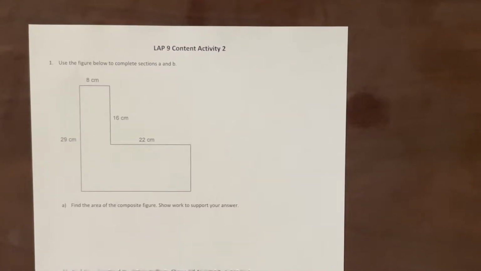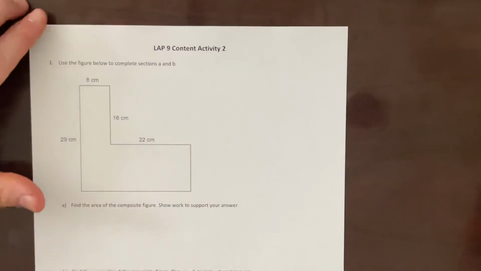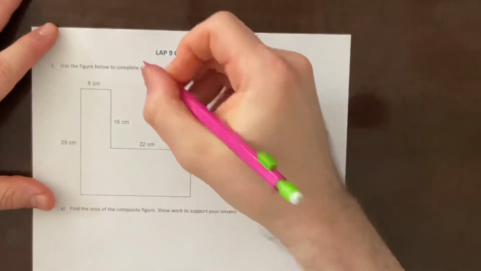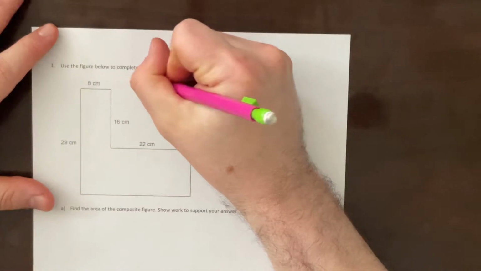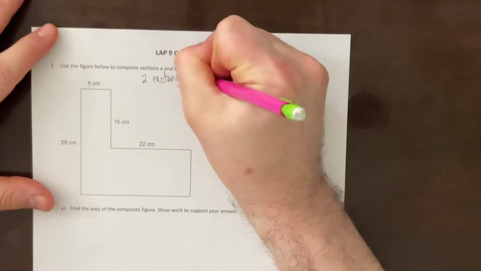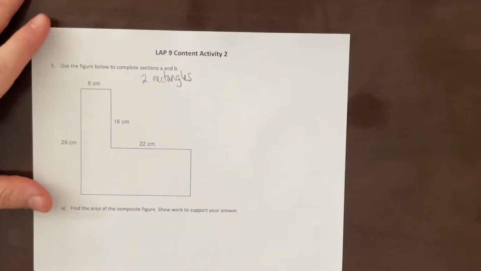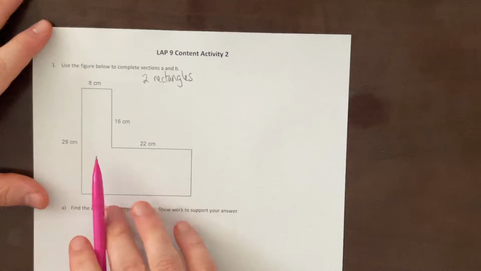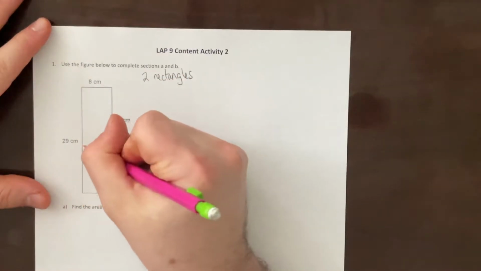So let's do this. When I have the area, I'm going to have 2 rectangles, so I want to identify the shapes. I have 2 rectangles. Then what do I do next? I want to label what I have. Let me make a cut about right here.